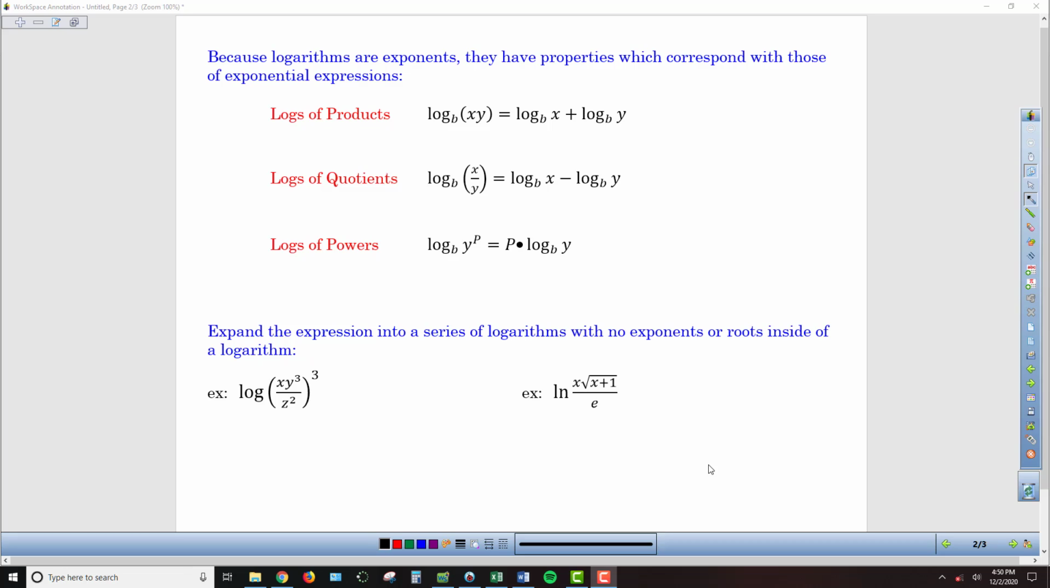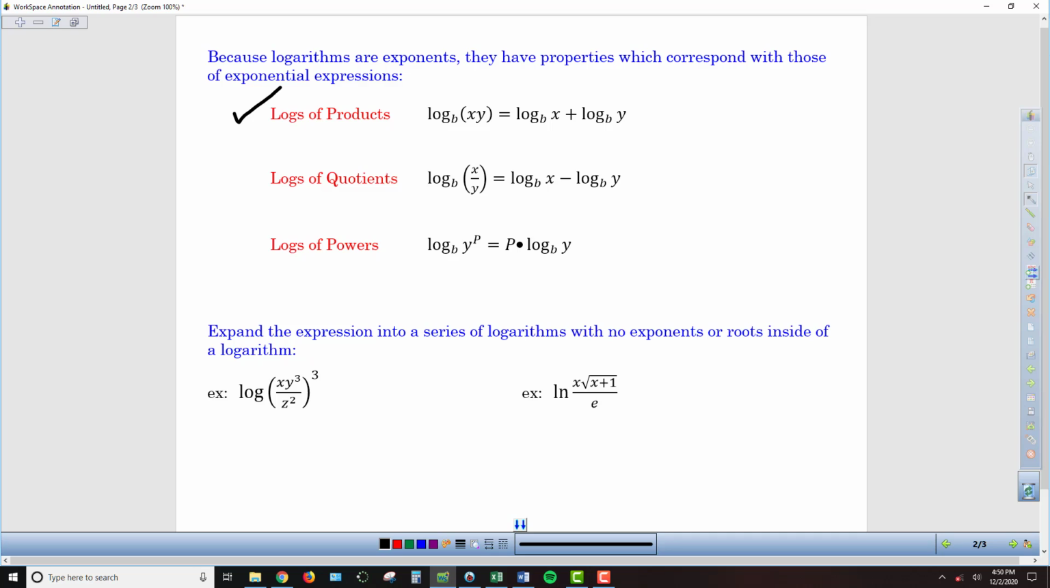Because logarithms are exponents, as we've said over and over, it shouldn't be surprising that the properties of logarithms are similar to the properties of exponents. And so we have three primary properties that we're going to use in many different contexts over the course of our work with logarithms. The first is the log of products.